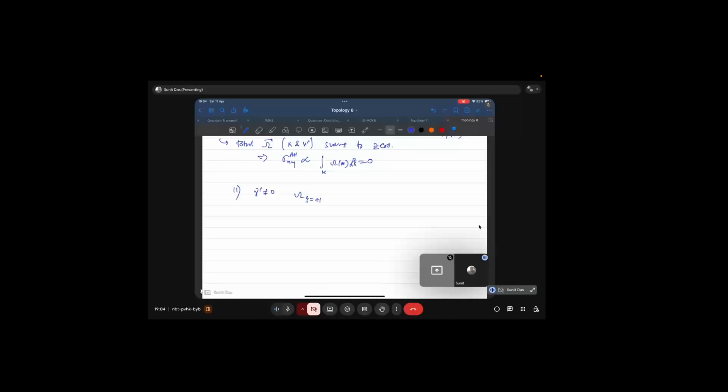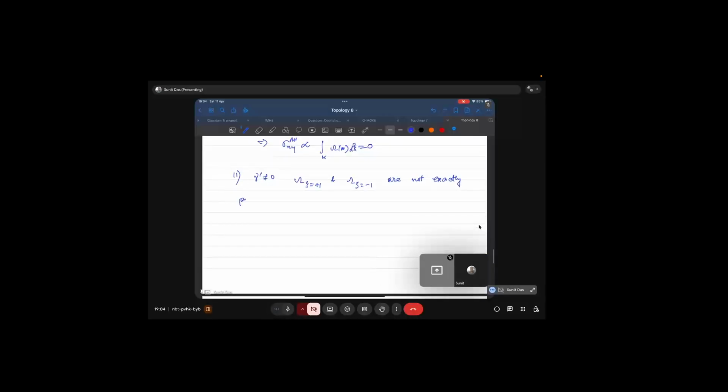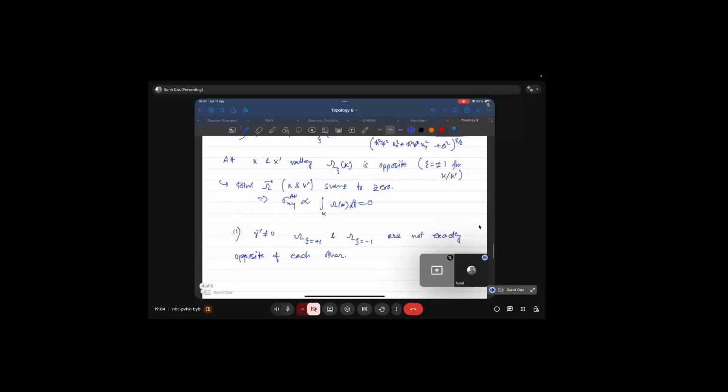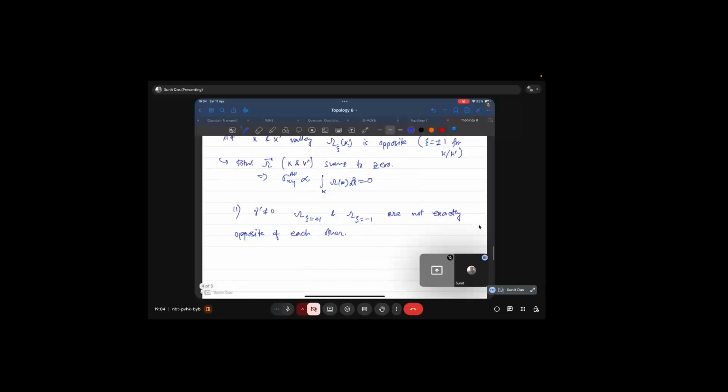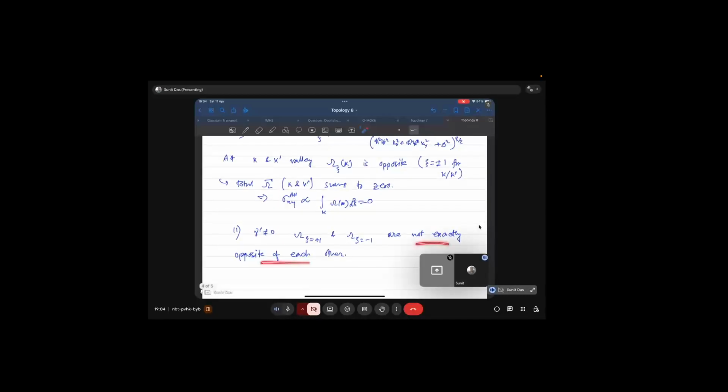equal to plus 1 and omega at xi equal to minus 1 are not exactly opposite of each other. This is what our general symmetry analysis of the Berry curvature in the last class also tells, that if the time reversal symmetry is broken, which is due to this gamma prime term, then the Berry curvature will not be exactly cancelling each other, so that there will be a finite anomalous Hall effect.